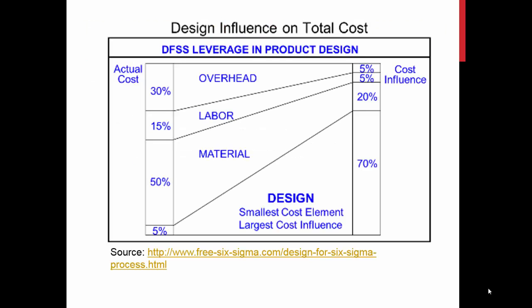If we take a look at the influence of design on the total cost of a product, we see on the left side the actual costs that go into managing a project and bringing the design to production. And on the right side is the influence that each of those factors have on the final cost of the product. And you can see here the design has the smallest cost element, but the largest influence on the final price of a product. So it's very important that we get design right.